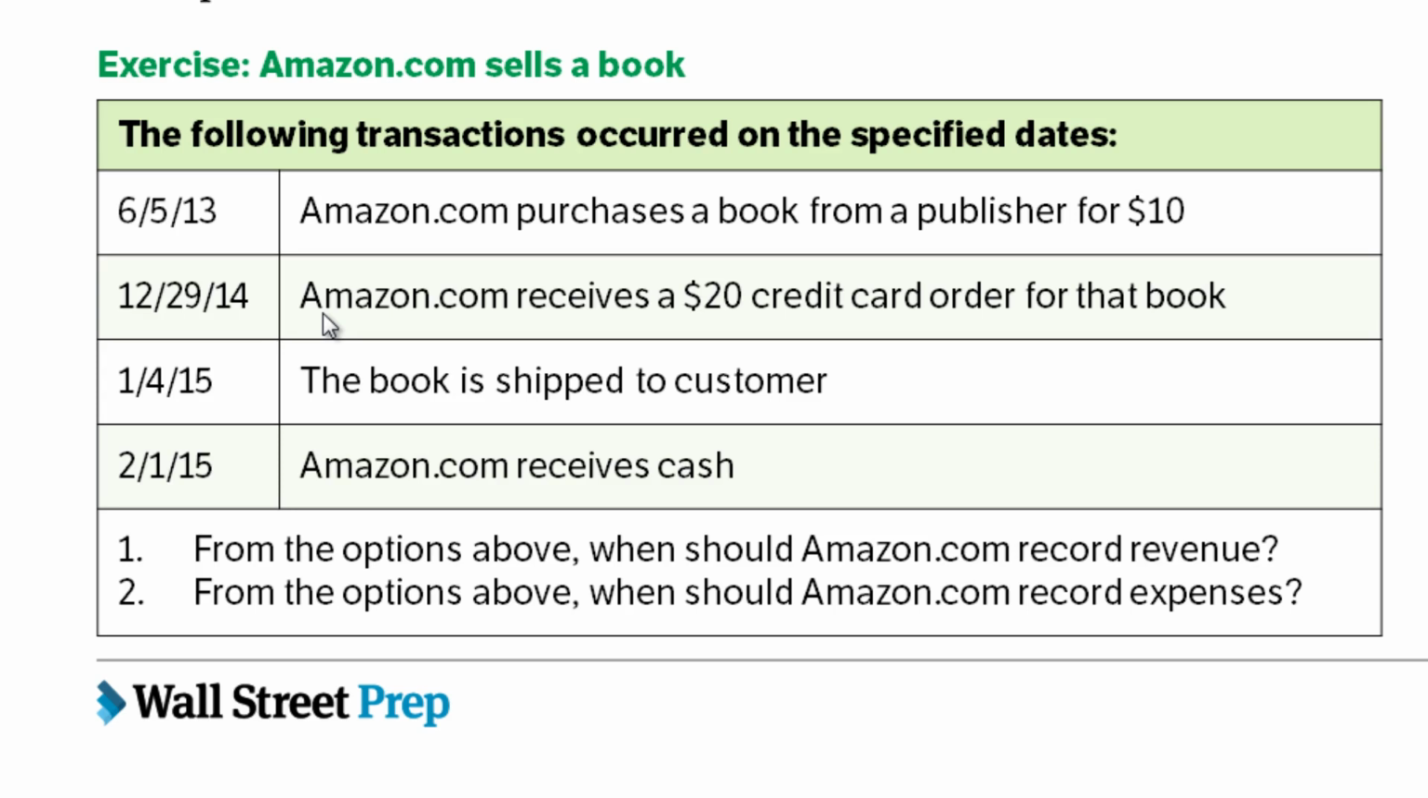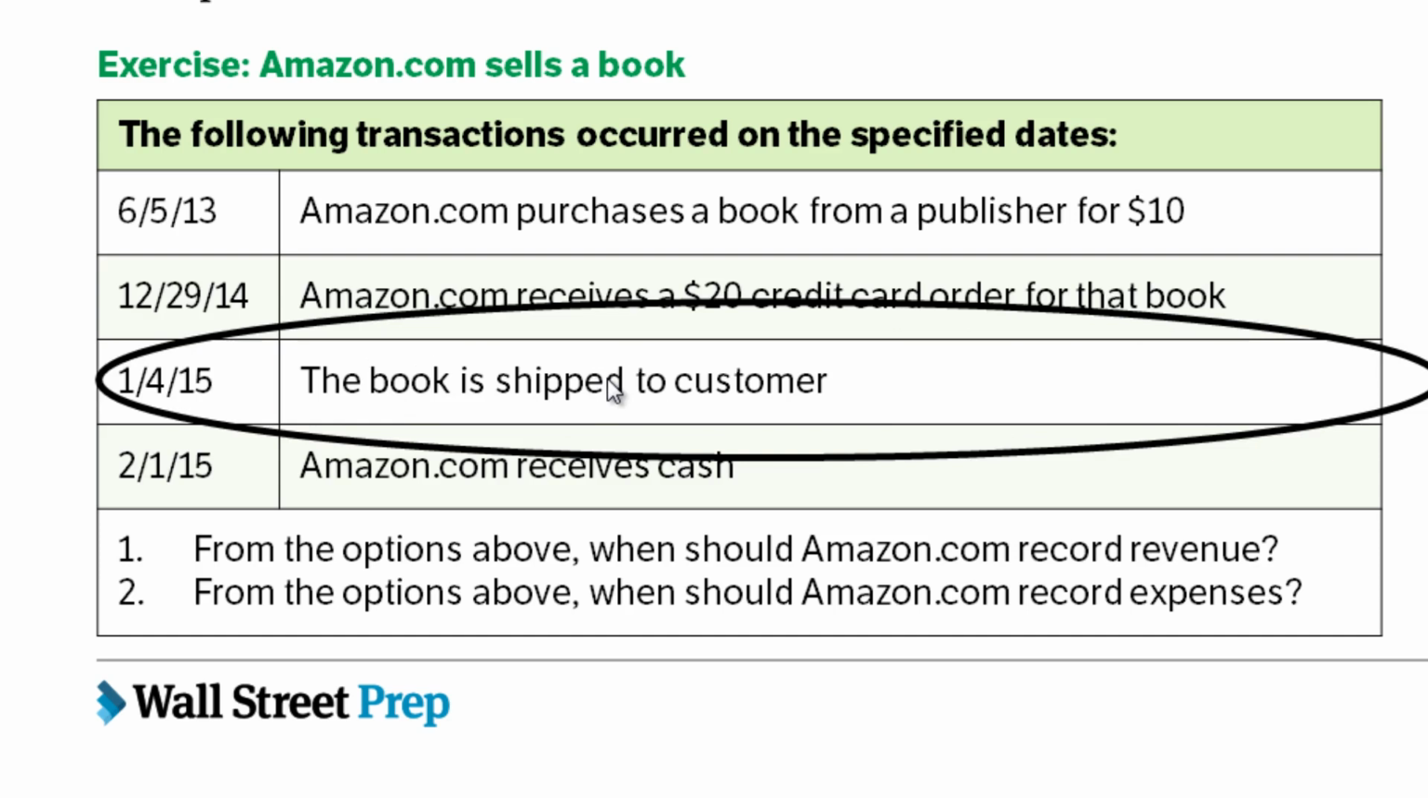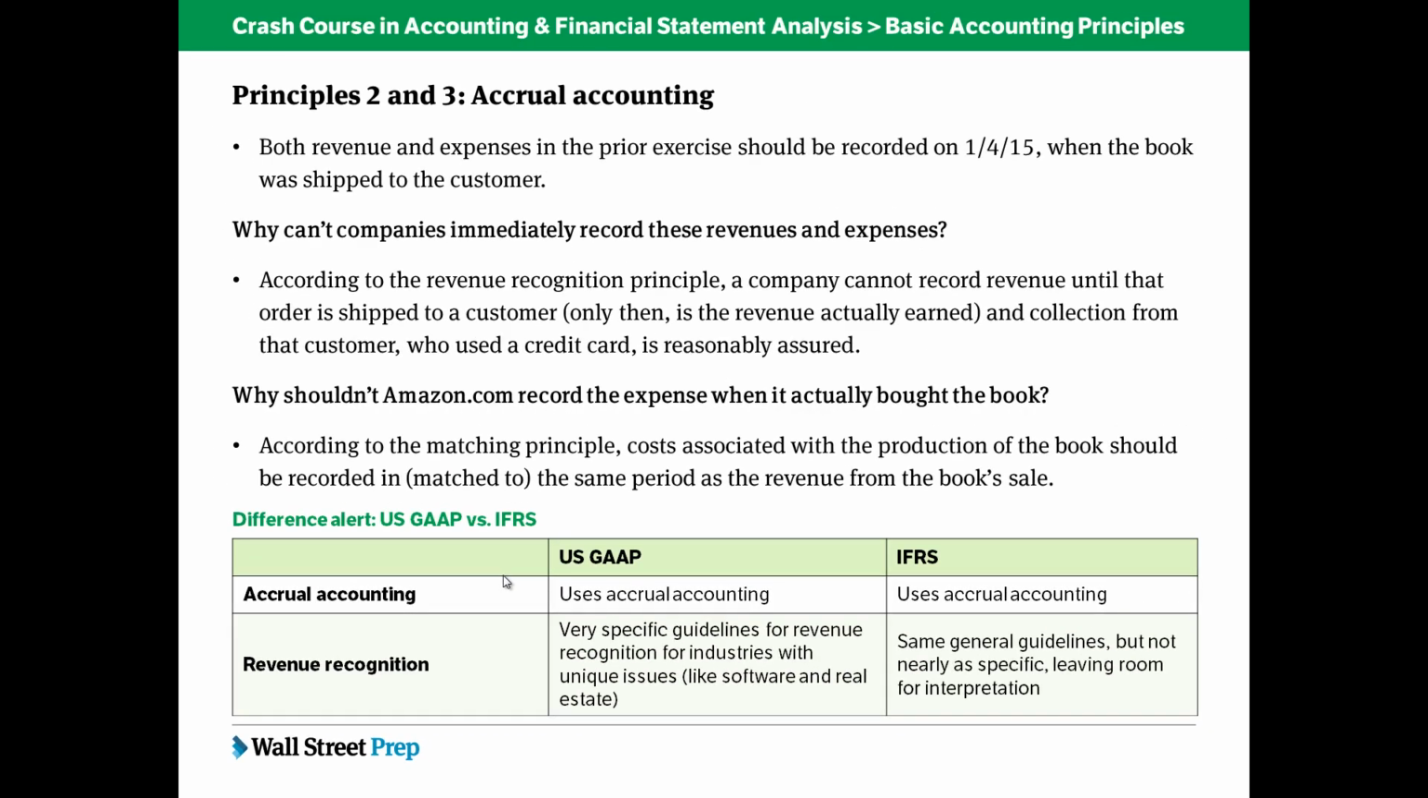The next question is, when should Amazon record the expenses? And from the matching principle, we understand that it's not in June of 2013. We do not recognize the expense on the date that you actually had to pay $10 in cash to the publisher, but rather when the book was shipped to the customer, when the revenues were earned. And this is the essence of accrual accounting, that revenues are recognized when they are earned and measurable, and under the matching principle, the costs associated with those revenues are recorded during the same period as the revenue generated from that product.